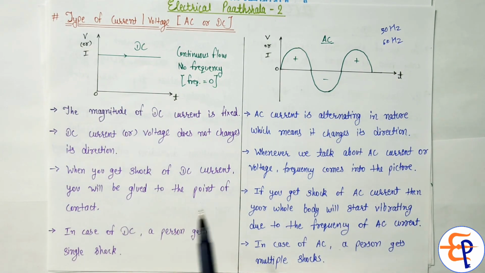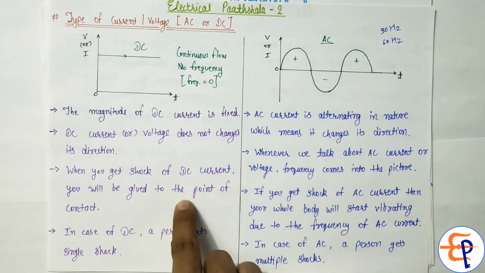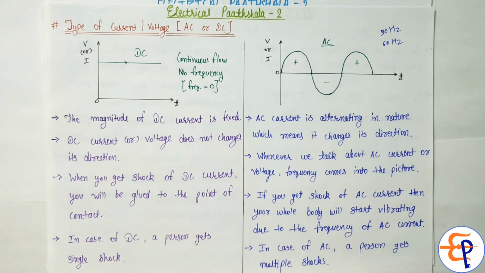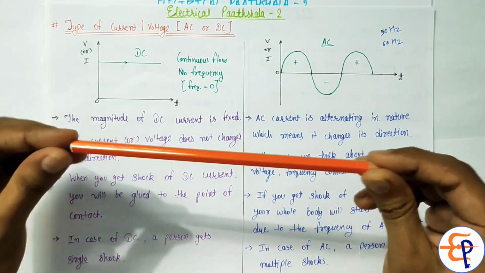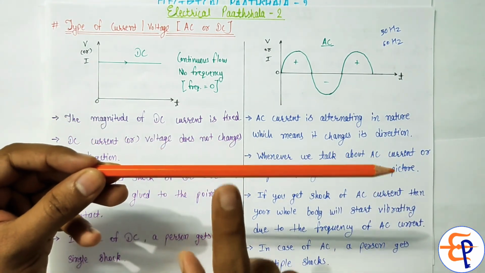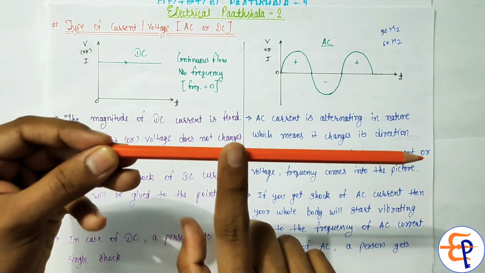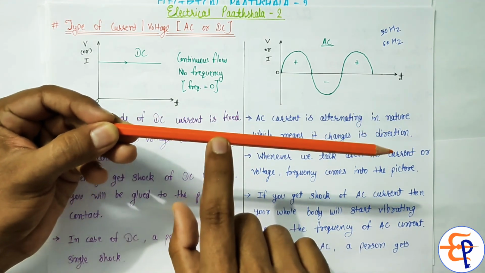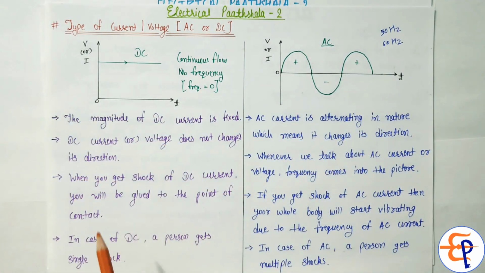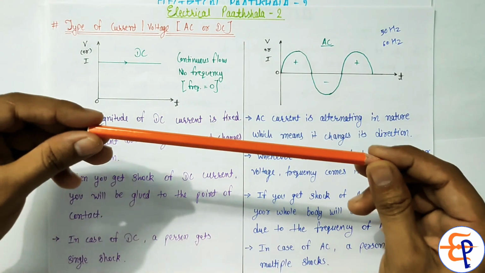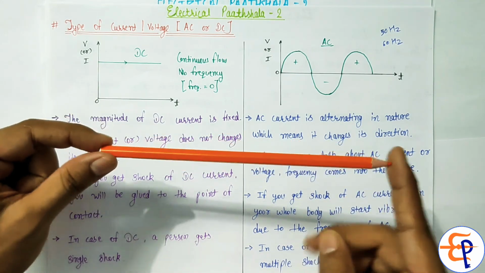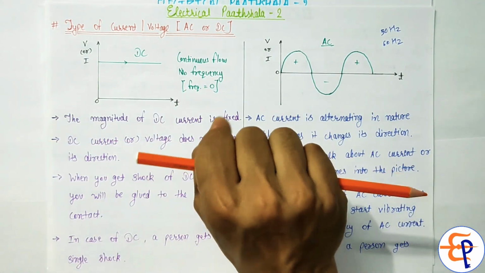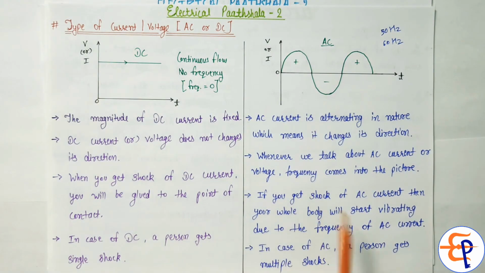Now guys, when you get a shock of DC current, then you will be glued to the point of contact. Suppose this is a wire in which DC current is flowing. Somehow if I come in contact with this wire, I will be glued to this wire. While in case of AC current, if you get a shock, your whole body will start vibrating due to the frequency of the AC current. Suppose this is a wire carrying AC current and I come in contact with it, my whole body will start vibrating.